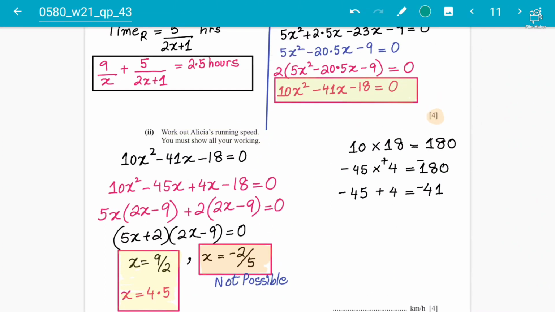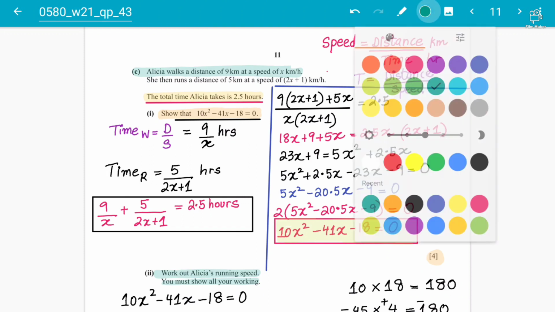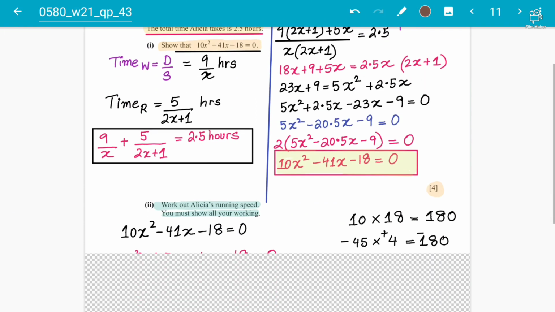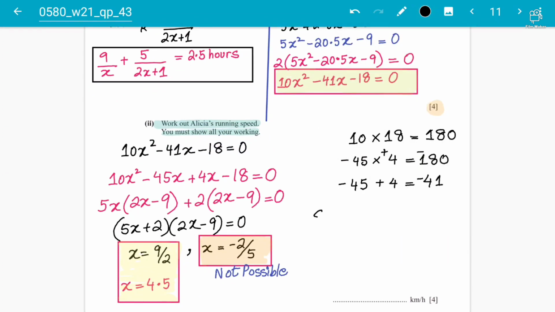They're asking you to work out Alicia's running speed by showing all the working, and x is the speed of Alicia walking. The person walking, that's the speed of the walking. They are looking for the speed of the running distance, and running speed is basically 2x plus 1. That's why I always write down the equation. So the speed of the running was 2x plus 1 kilometer per hour.